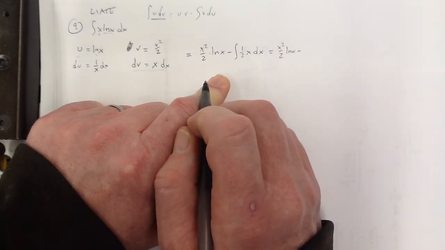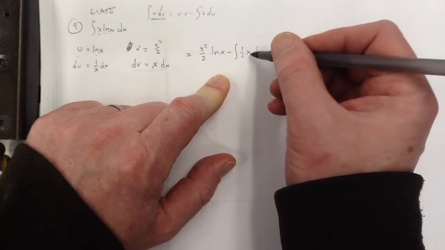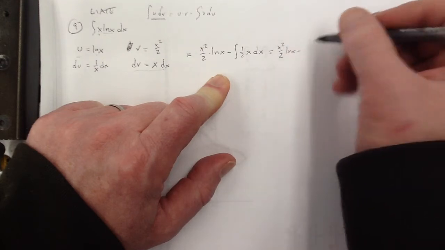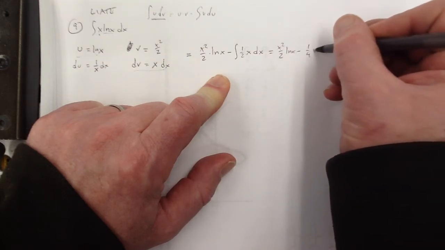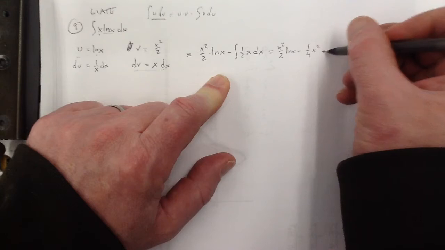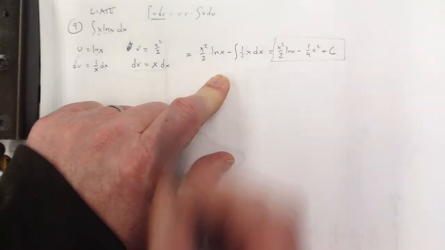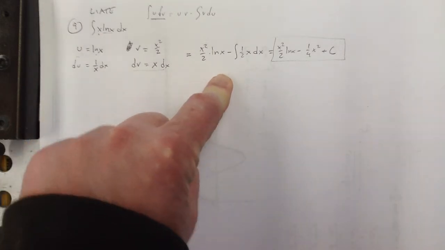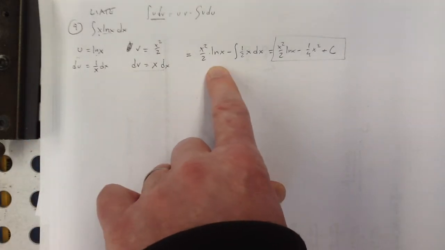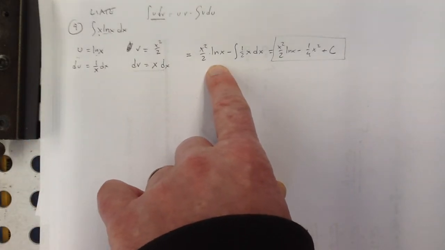Antiderivative of 1/2 x is bump the exponent up 1 to 2 and divide by that, it's 1/4 x squared plus c. Now that is my answer. Just going to check that, make sure that we're all good. Yep.